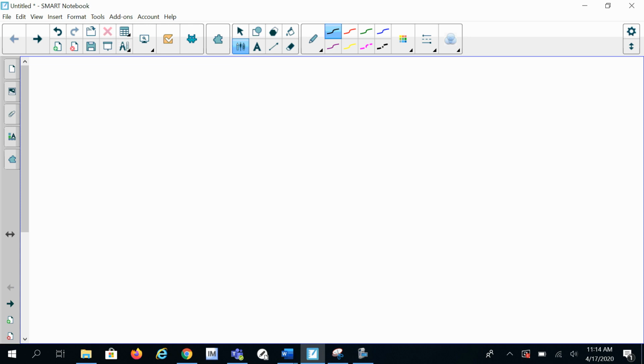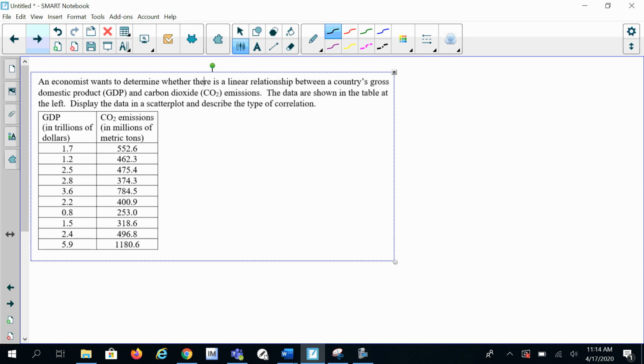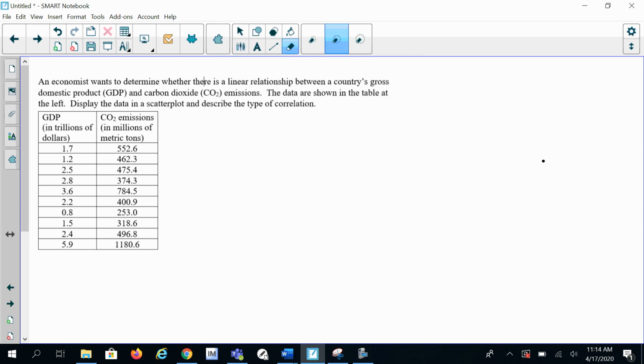So before we talk about measuring the relationship, we're going to look first at how to graph them. In order to do that, we're going to look at our first example. It says an economist wants to determine whether there is a linear relationship between a country's gross domestic product (GDP) and the carbon dioxide (CO2) emissions. The data are shown in the table below. Display the data in a scatter plot and describe the correlation. So we have two things going on. We're just going to look at how we actually display this data in a graph.